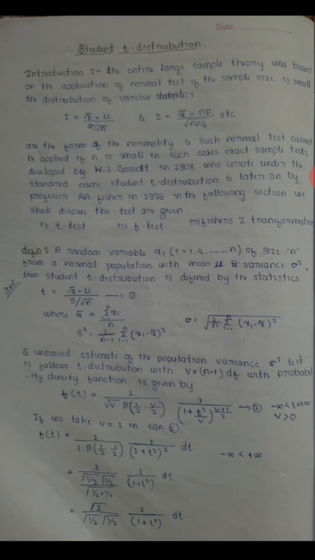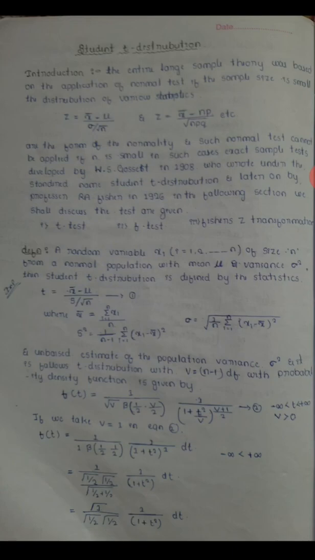Now, the definition of the t test. For a random variable xi, i equal to 1 to n, of size n from a normal population with mean mu and variance sigma square, the student t distribution is defined by the statistic t equal to x bar minus mu by s by square root of n, equation number 1, where x bar is equal to summation xi divided by n, i equal to 1 to n, and the sample variance s square is equal to 1 upon n minus 1 summation i equal to 1 to n of xi minus x bar, whole square.